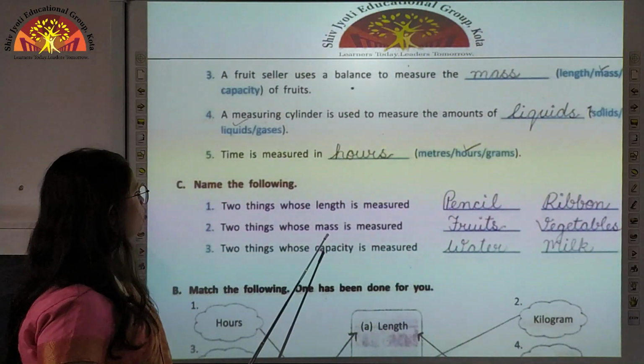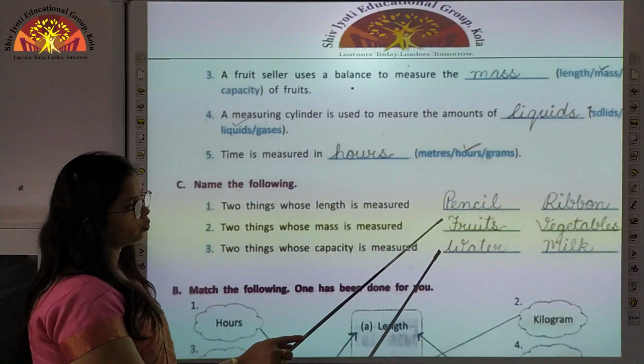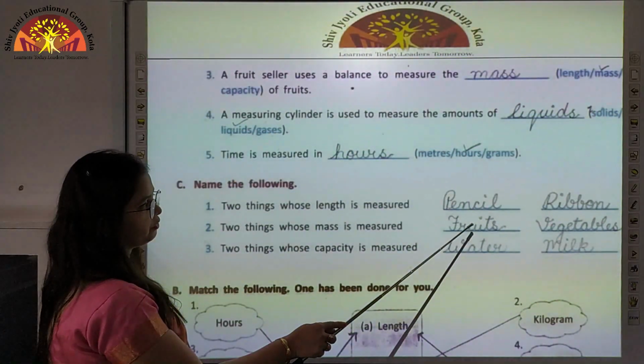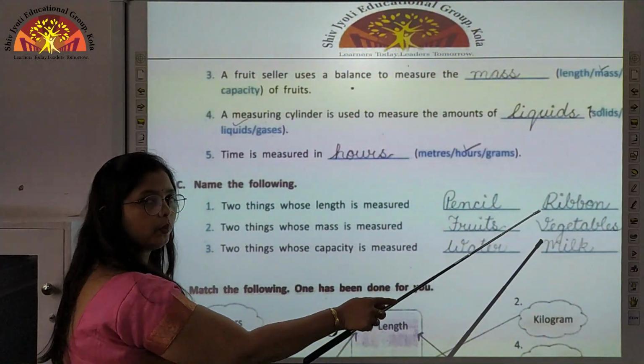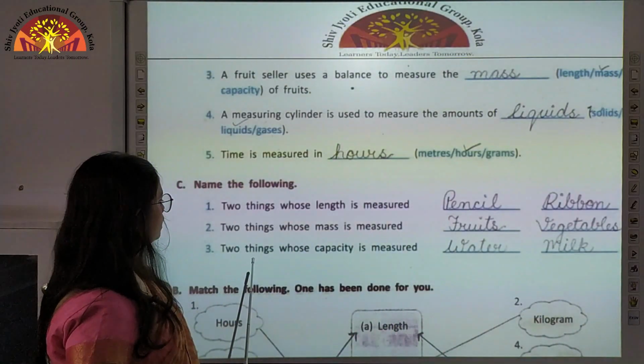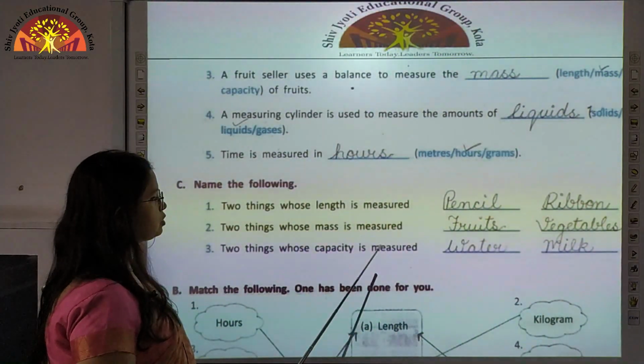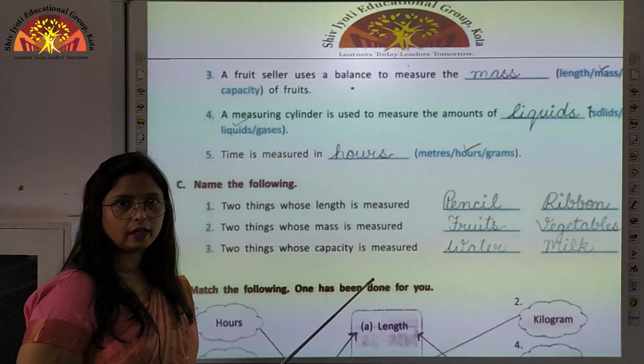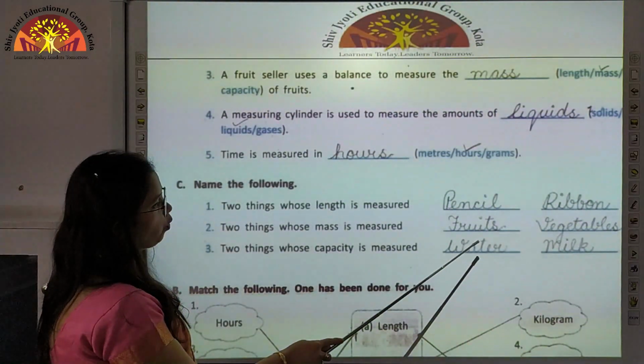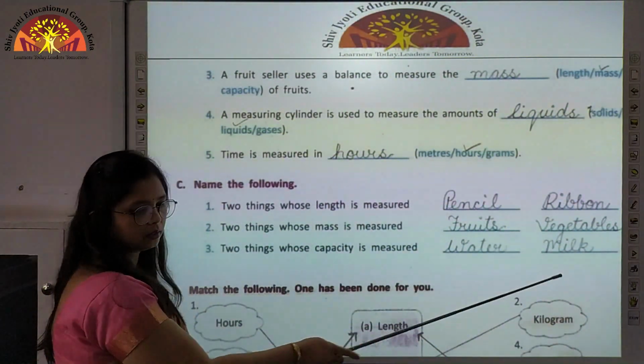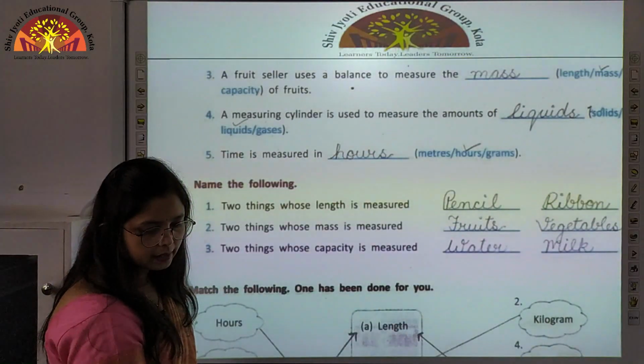2 things whose mass is measured. So we can write any 2 examples. We have written over here fruits and vegetables. 2 things whose capacity is measured. So we measure the capacity of liquids. So we have written over here water and milk. Now let us move to the next exercise.